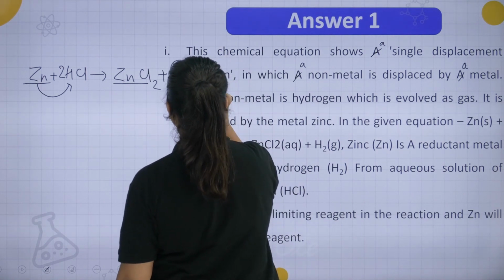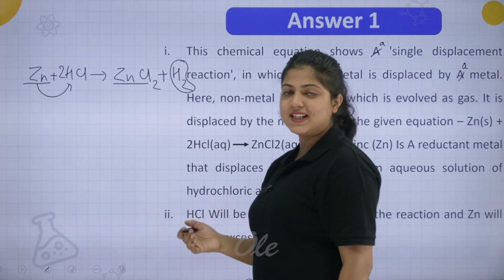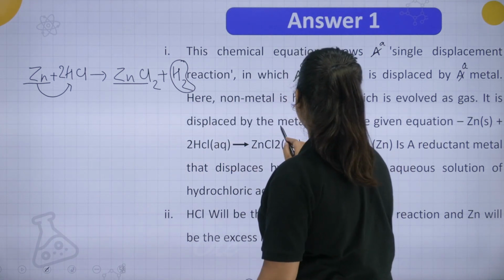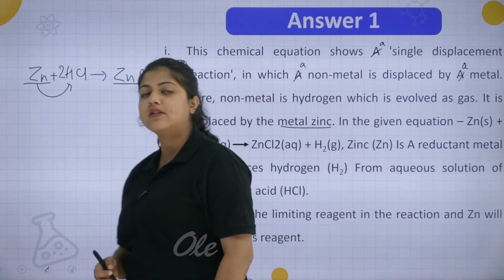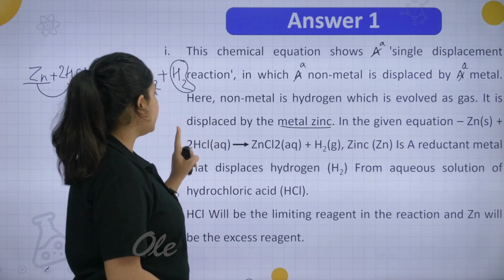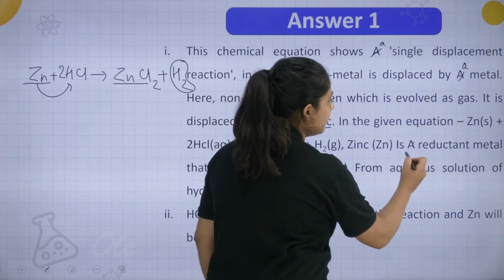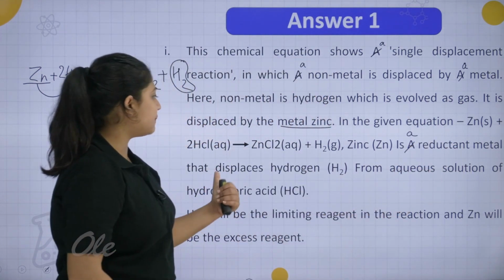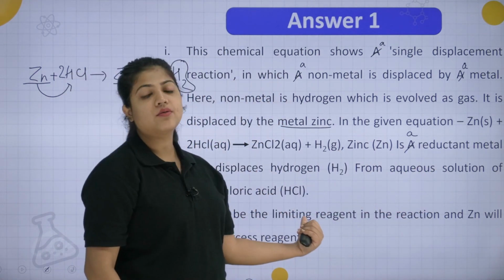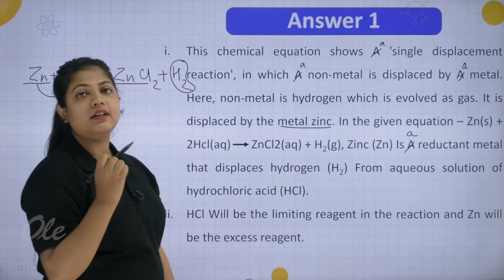So yes, we can say that this is the gas which is being evolved. This is also information that you can seek from this given equation, right? It is displaced by the metal zinc. Yes, obviously this hydrogen gas is actually displaced by the zinc metal. In the given equation, zinc plus hydrochloric acid gives out zinc chloride and hydrogen. Zinc is a reductant metal that displaces hydrogen from the aqueous solution of hydrochloric acid. So zinc is actually acting as a reductant metal.